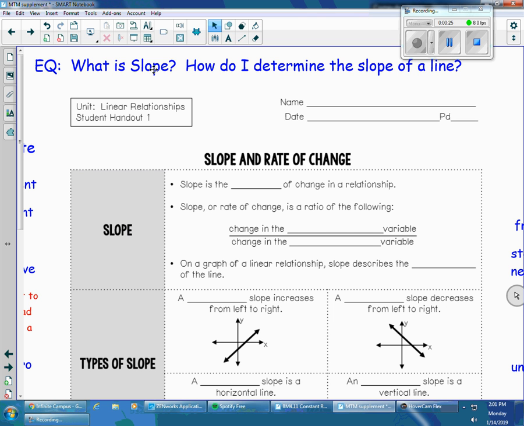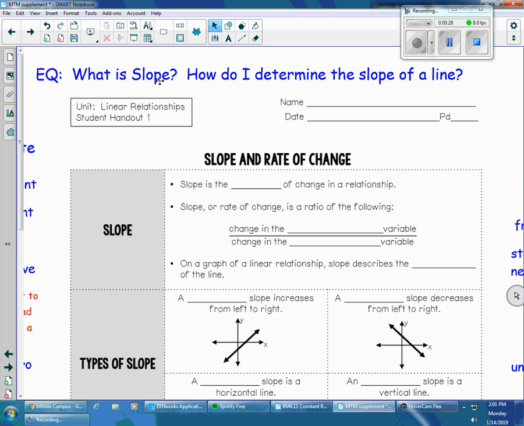I know there's no space at the top that says EQ, but I do want you to add an essential question. So the essential questions, I should say, for this section of the teaching is what is slope and how do I determine the slope of a line? So actually we're going to answer slope pretty quickly here. Slope is the rate of change in a relationship.